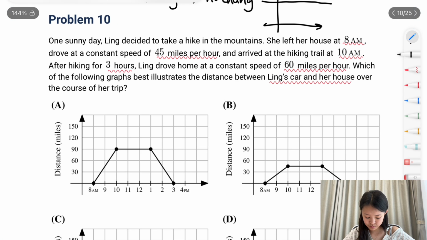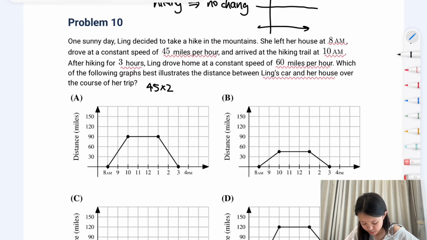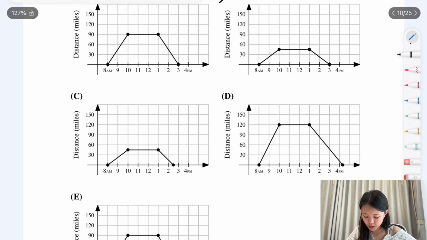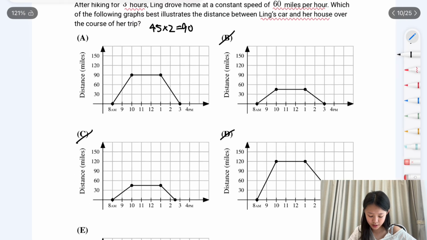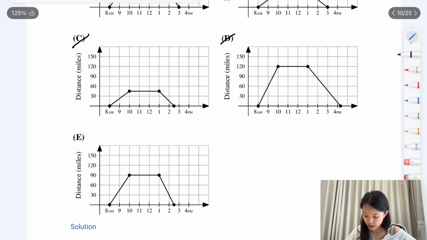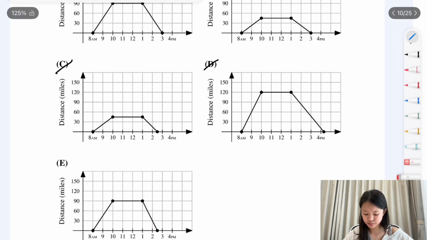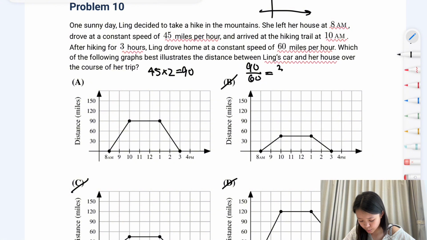But then she drives at a constant speed of 45 miles per hour, and she drives 2 hours. And so that means that the mountain that she's at is 90 miles away from her house. So then we can cross out B, cross out D, and then C. So now we just have A and E left, and the only difference that they have is the time she takes to get back home. So to get back home, she has to drive 90 miles at 60 miles per hour, which is 1.5 hours.